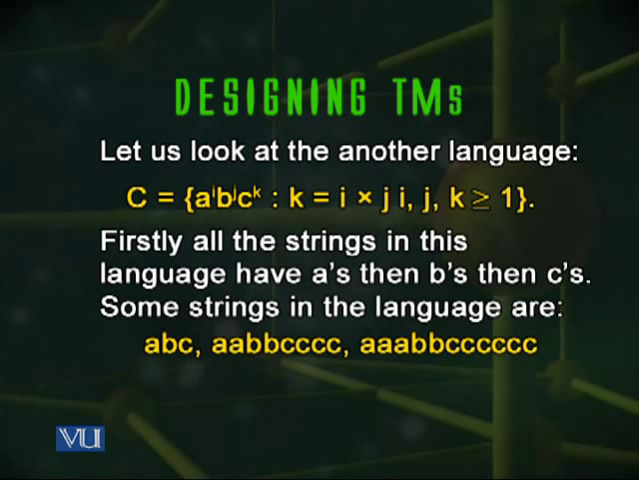The string AAA, BB, CC, CC, CC is also in the language, once again because 3 times 2 is 6. There are 3 A's, 2 B's, and 6 C's in this string.